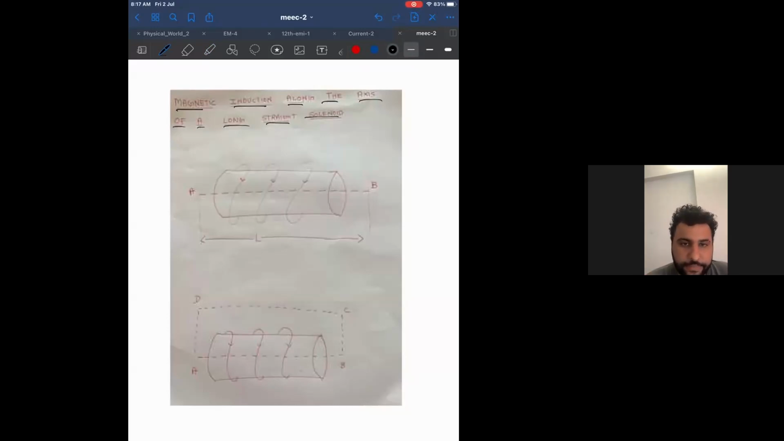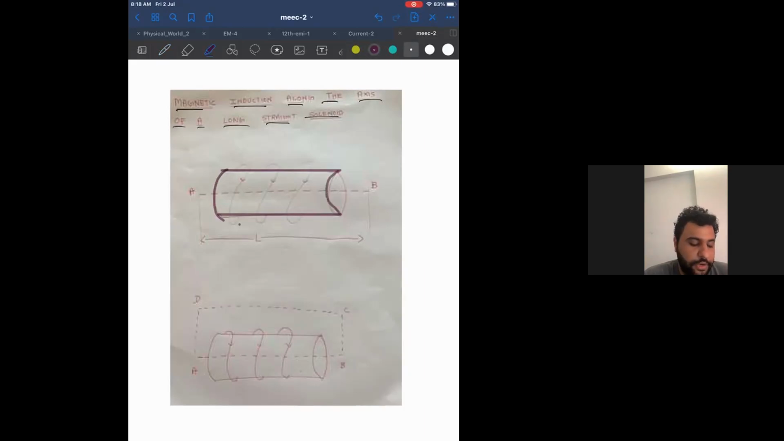Did you understand the question? Let me draw it again. Can you tell what is magnetic induction? Magnetic induction is flux upon area. From the magnetism chapter, 11th standard, everyone knows magnetic induction is phi by A, Weber per meter square, the general formula.